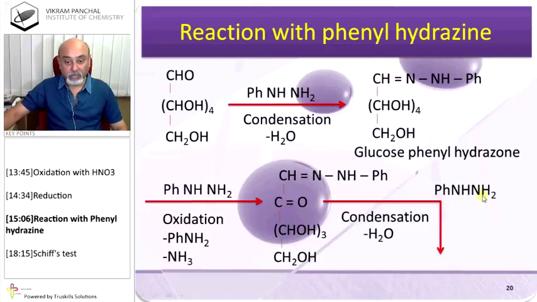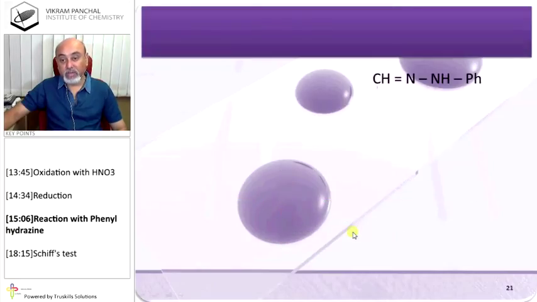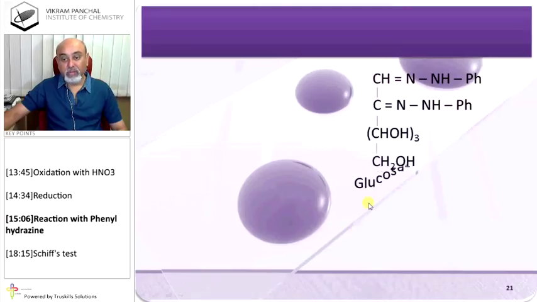So the third molecule again produces a condensation product, because now we have C=O in this compound. So 2 hydrogens join with O and produce C=N and the NHPh derivative. So this is glucose osazone. When there are 2 hydrazones, known as osazone, obtained from glucose, it is glucosazone.